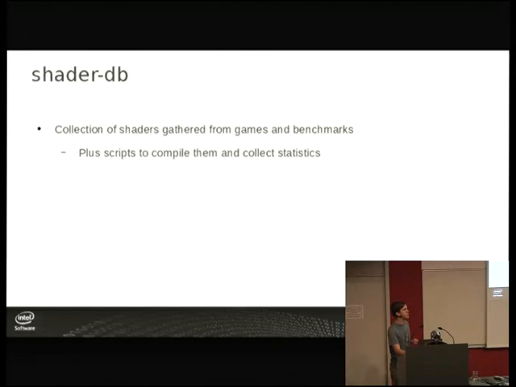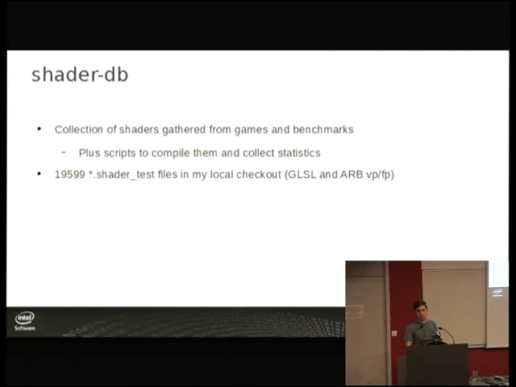And we added some scripts that would just run all of them, compile them, count the instructions, and then we've got some scripts that tell us interesting things about that data. My local checkout right now has more than 19,000 shaders from probably every game that Ken has. And unfortunately, a bunch of the games are proprietary, so we're not able to actually distribute them. So what we have is a public repo that has freely distributable shaders from games like NextWiz, and also has the scripts that do the interesting things.